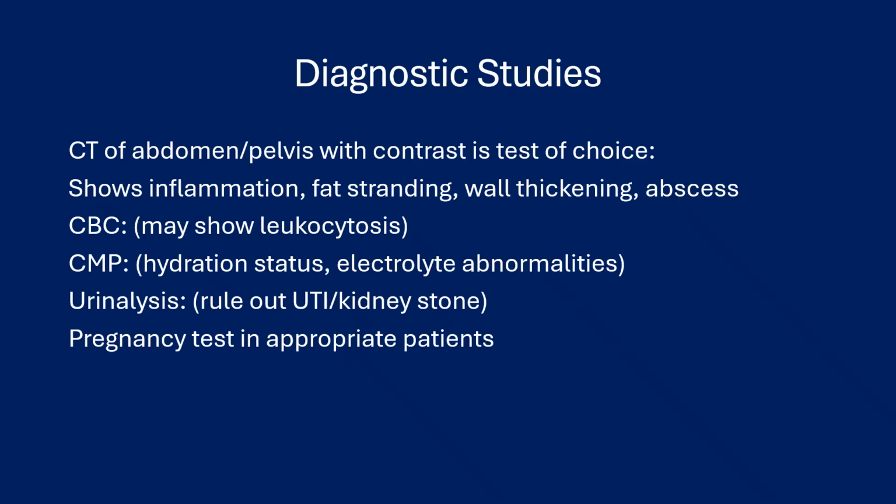Diagnostic studies: CT of the abdomen and pelvis with contrast is the test of choice. It shows inflammation, fat stranding, wall thickening, and abscess if it's present. CBC I usually will get just to see if there's an elevated white count. CMP for hydration status and electrolyte abnormalities. Urinalysis, very important. I want to rule out UTIs.